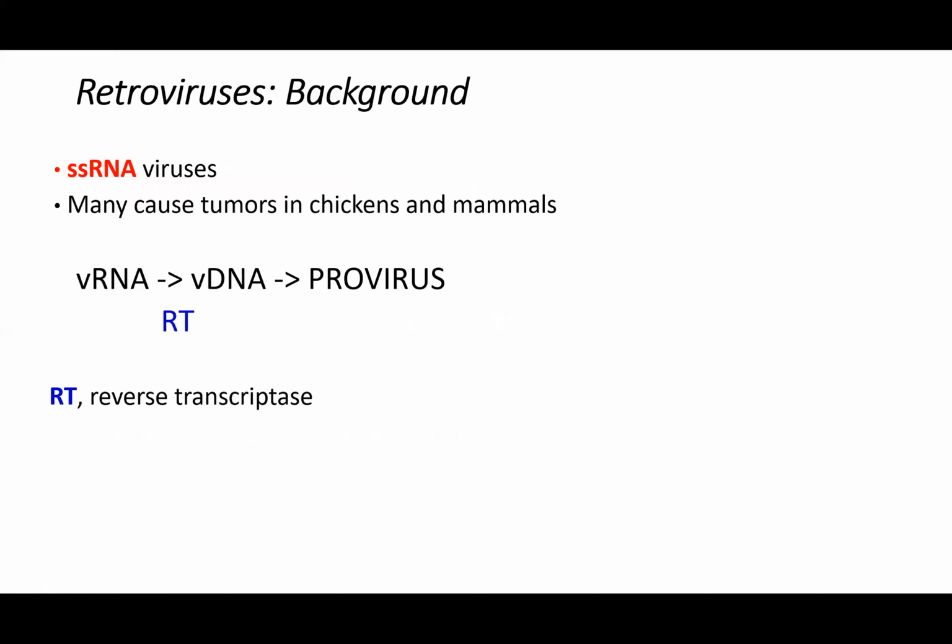But retroviruses as a whole, they are single-strand RNA viruses. They are known to cause tumors in chicken and mammals. But they are particularly infectious in terms of HIV. And so the way this works for retroviruses, we have the viral RNA. We have an enzyme called a reverse transcriptase, which converts that RNA into viral DNA. And once we have that viral DNA, it then incorporates itself into the host genome as a provirus or a prophage.